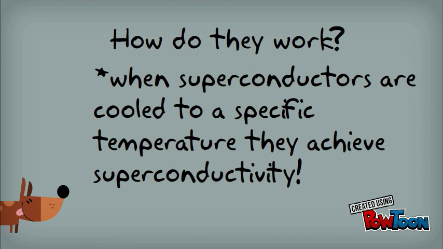How do they work? When superconductors are cooled to a specific temperature, they achieve superconductivity. To be more specific, after being cooled, the superconductor's molecular vibrations slow down, allowing the superconductivity.